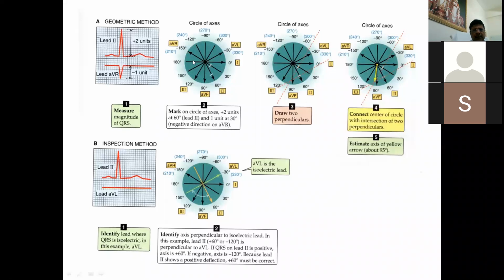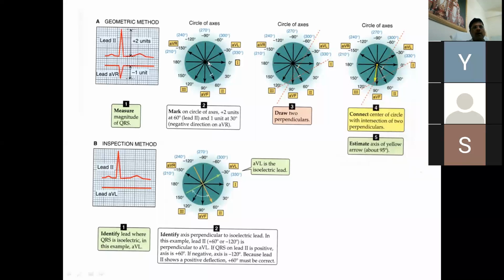And by the side, you have the diagram. What is the system called? Anybody can unmute themselves and tell me what the system is called. Hexaxial system, sir. Yeah, very good. This system is called the hexaxial system.